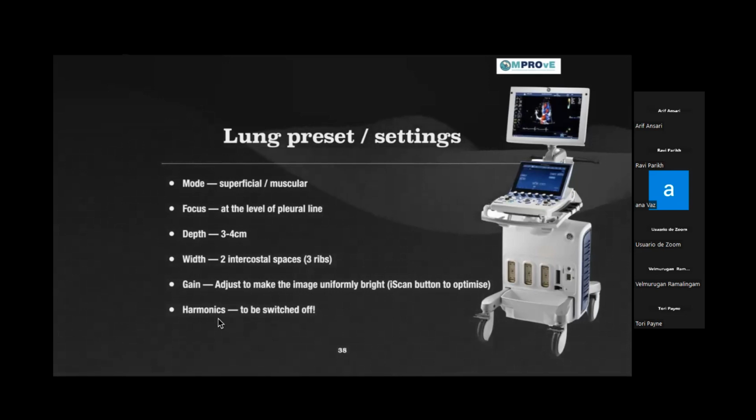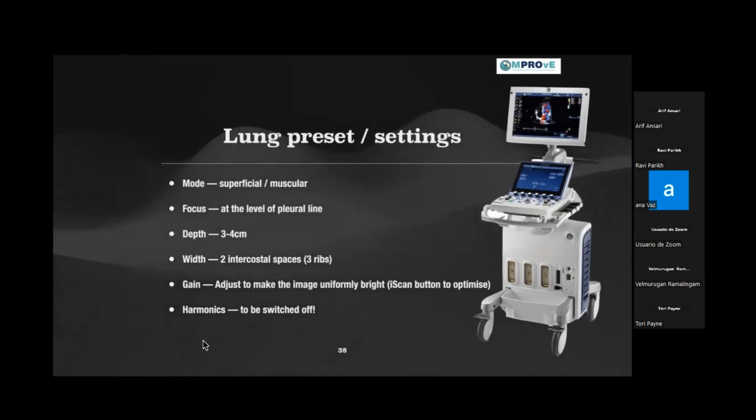On the contrary, when we are doing lung ultrasound, as I said, we do not see the lung. Everything is reflected from the pleura. So we are trying to look at the artifacts, and you do not want the machine to remove them. It will change everything. So be mindful: if it is a new machine, it will come with a lung ultrasound setting, and harmonics will always be switched off. If you're using a superficial or a muscular mode to scan your baby's lung, then be mindful that you need to switch off the harmonics.